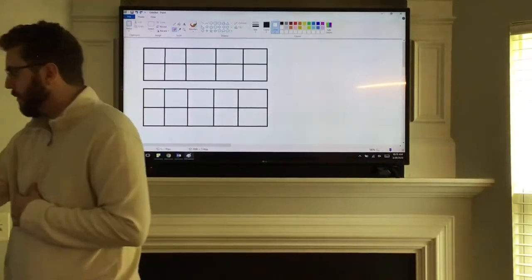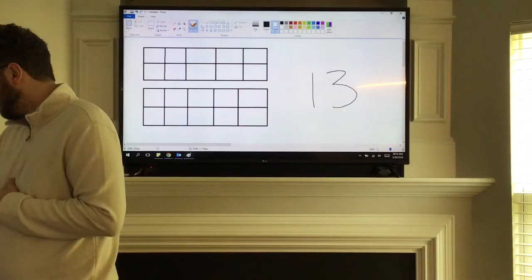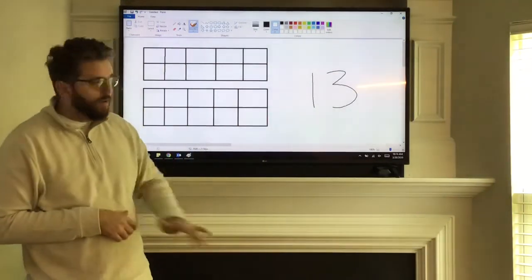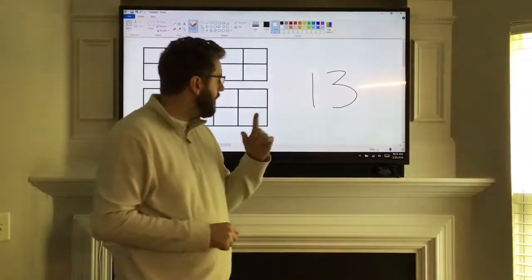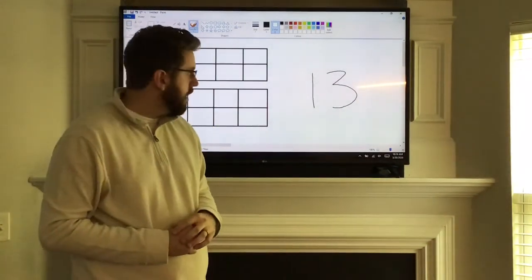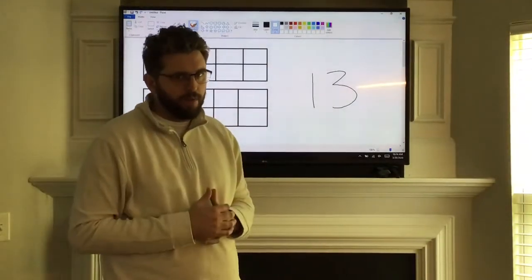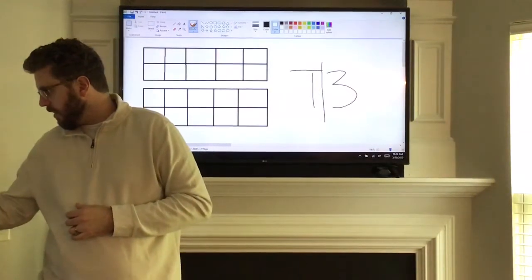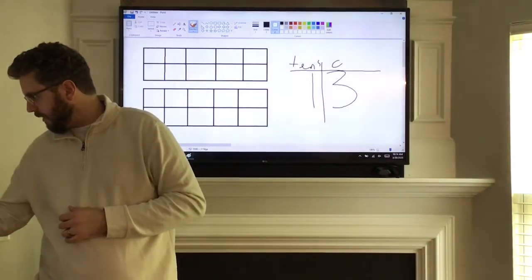Let's say we have the number 13. We have a 1. Remember, our teen numbers, our 1 always comes first. It's always 1 and then another number. And so we have a 1 and a 3. 13. Now let's break this down a little bit more. Let's go ahead and draw a little T-chart. We have our 10s and our 1s.